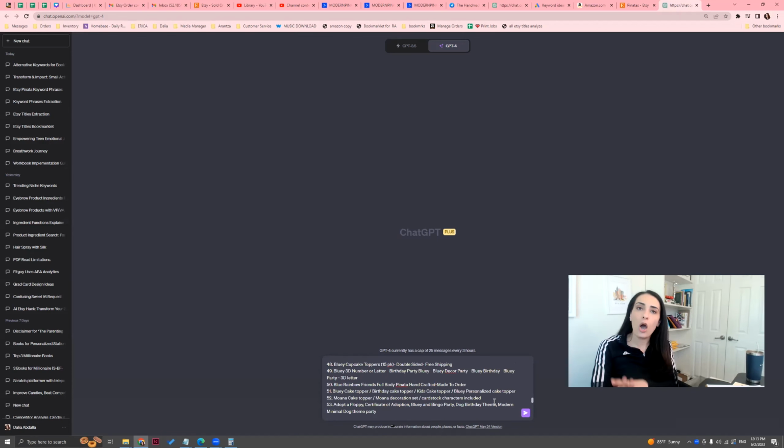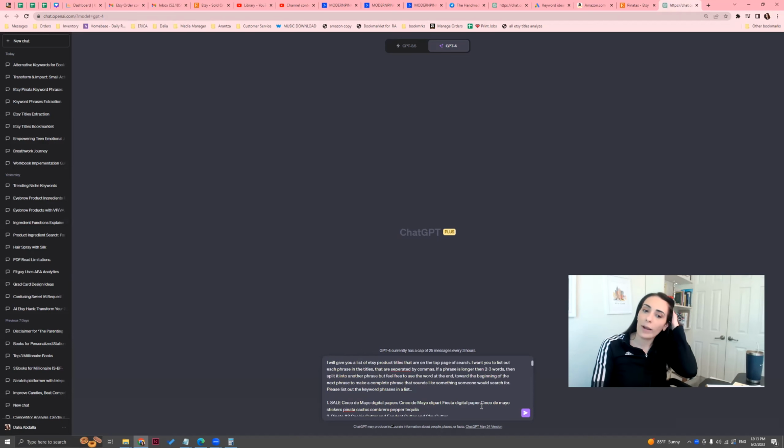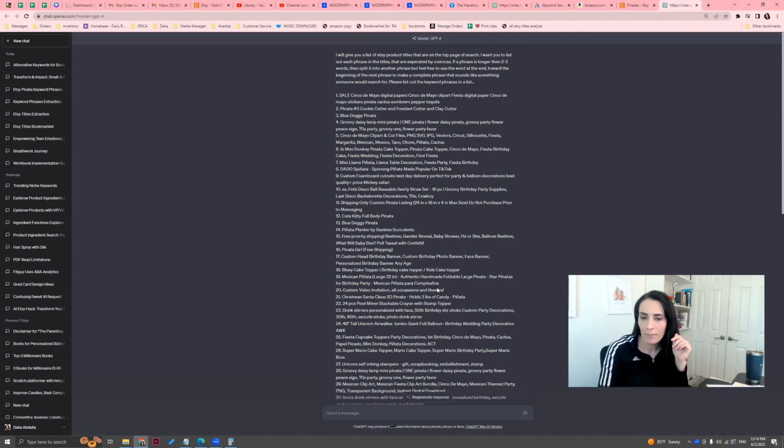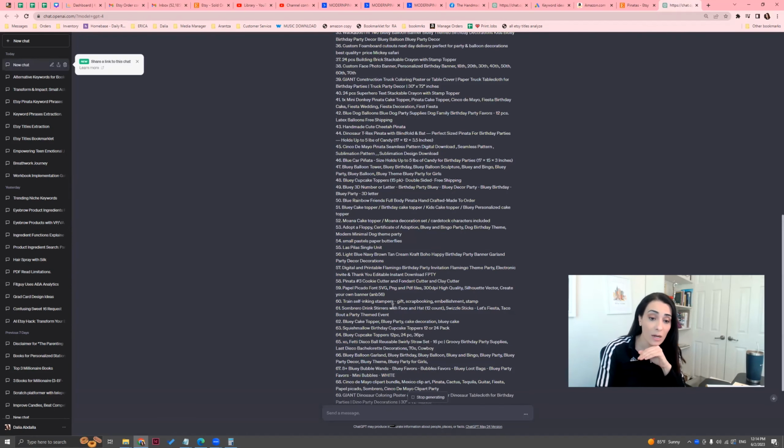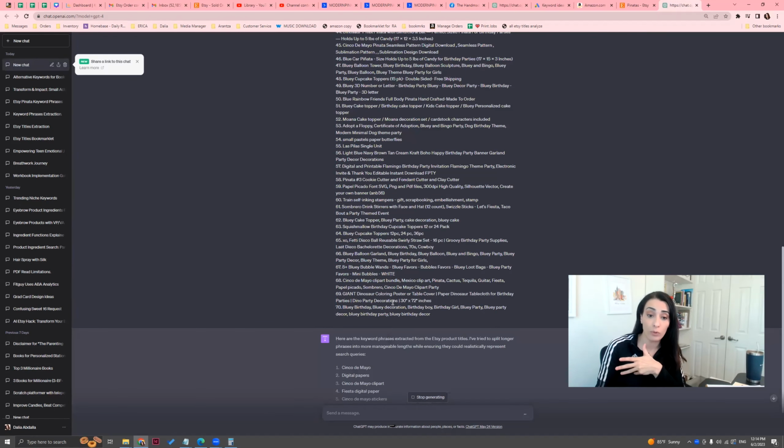And this code has something written before it. It's already pre-populated in there, so you don't have to even memorize this, okay? It says, I will give you a list of Etsy product titles that are on the top page of search. I want you to list out each phrase in the titles that are separated by commas, and so on. You don't have to know the rest. You might say, why am I doing this? Let me show you, okay? I hit enter. By the way, there's quite a bit here, so this will take a little time for it to parse through and grab.